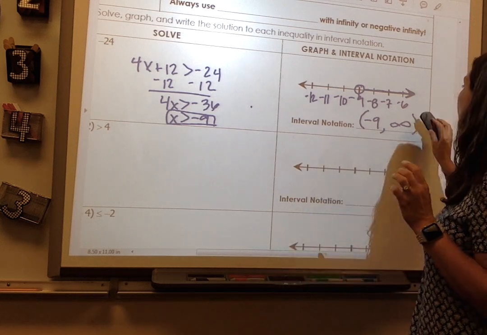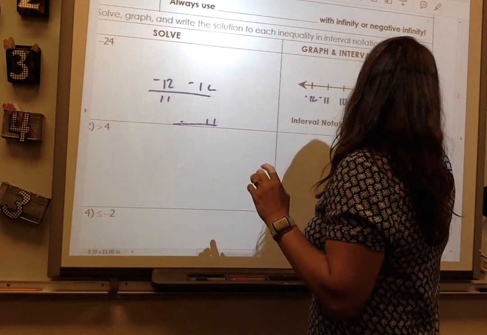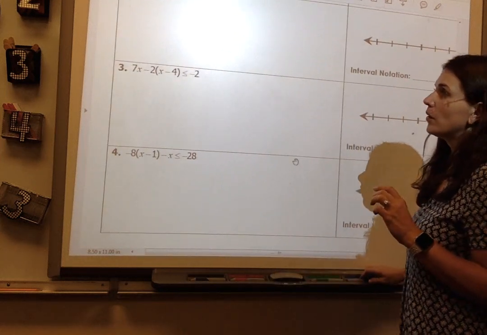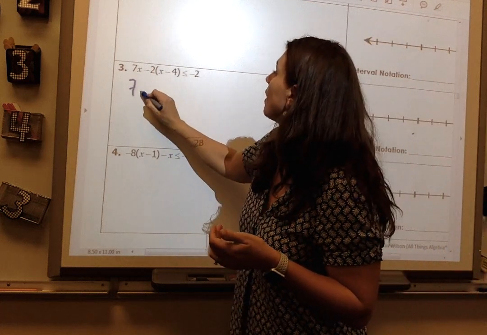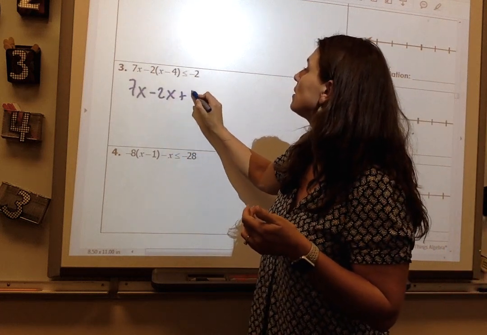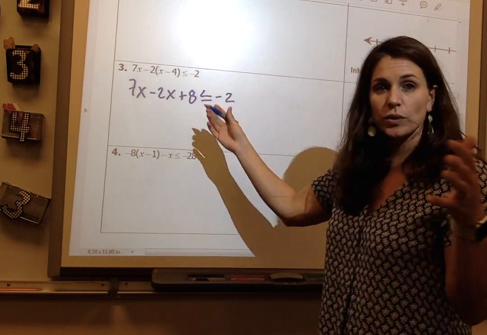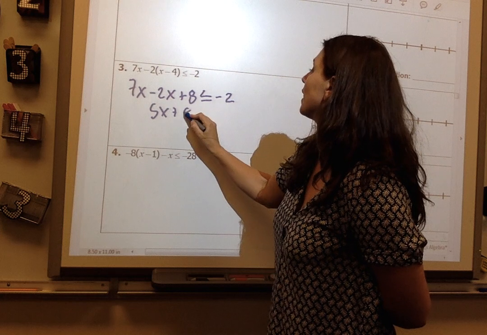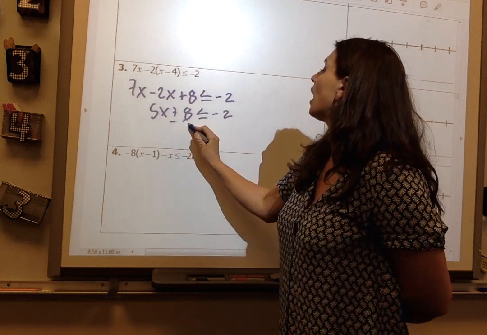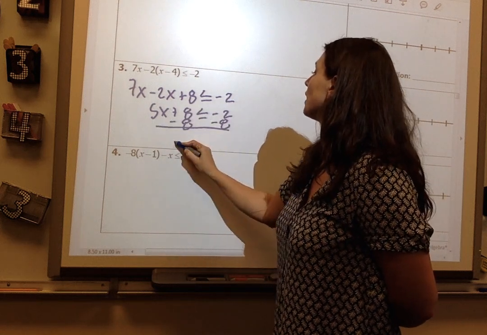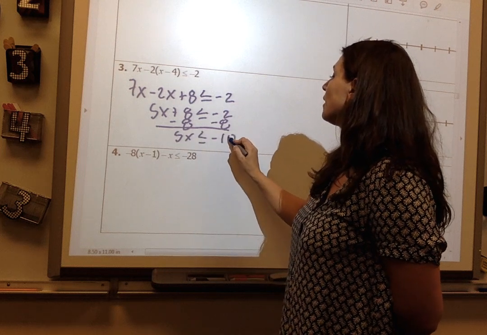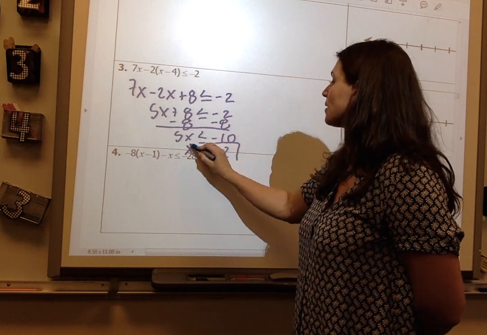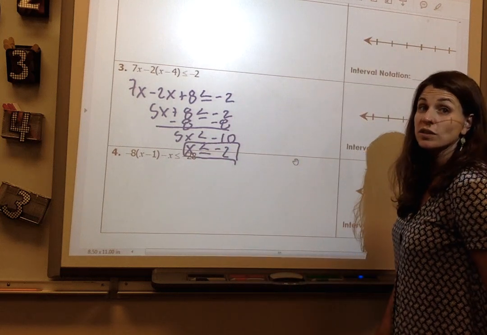All right, let's look at number 3. Okay, I distribute 7x minus 2x plus 8 is less than or equal to negative 2. So I distribute, I combine like terms, and I get 5x plus 8 is less than or equal to negative 2. I subtract 8 on both sides, and I have 5x is less than or equal to negative 10. And I divide by 5, which is a positive number, so I don't flip my sign, and I have x is less than or equal to negative 2.